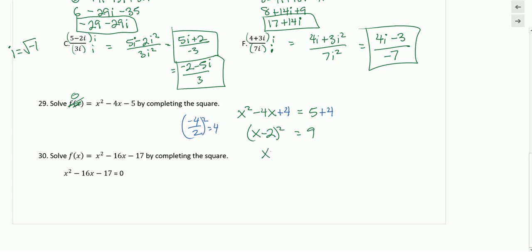Take the square root, you get x minus 2 is positive or negative square root of 9, which is 3. Add 2 to both sides, and we get x is 2 plus or minus 3, which is 5 or negative 1.